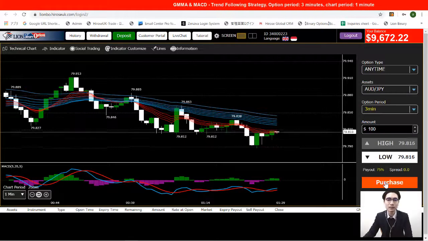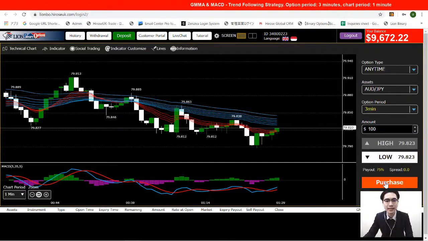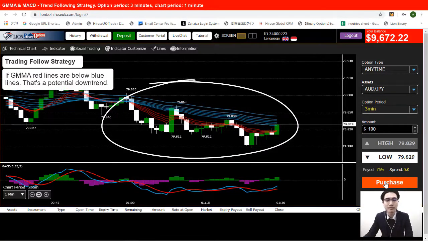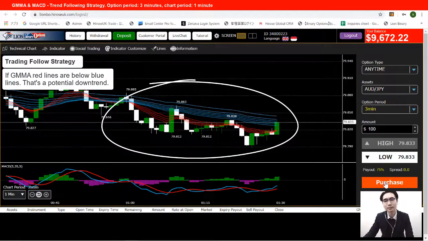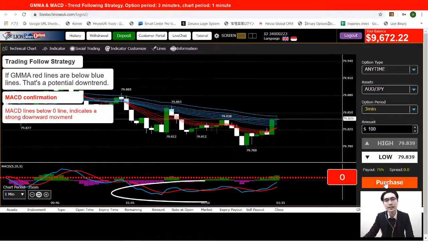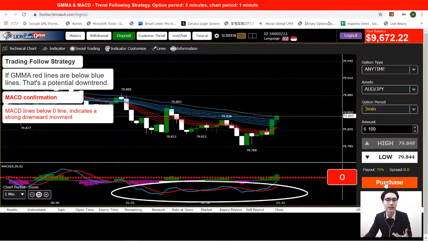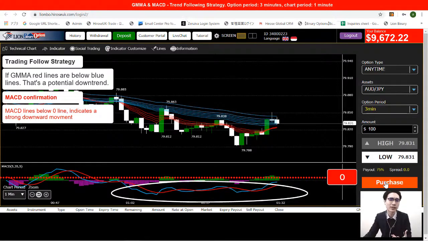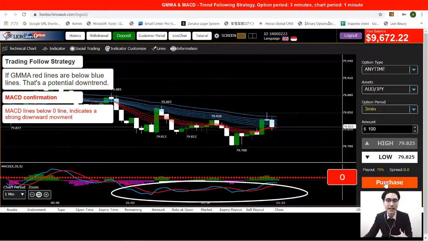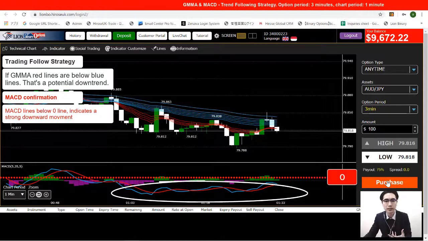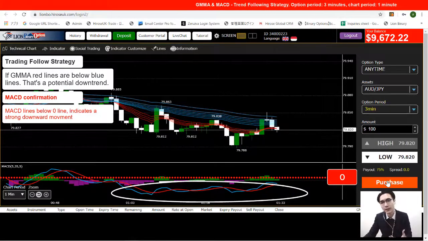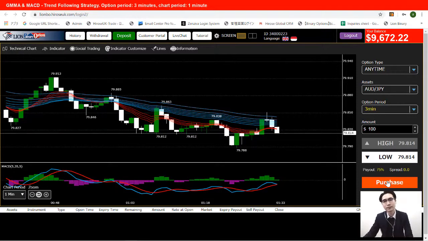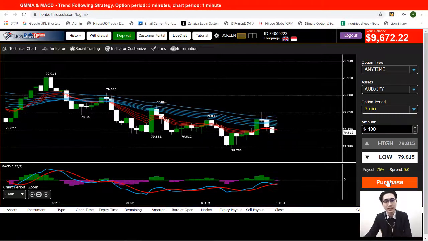So okay, I'm looking at another downtrend here. If you look at the blue and red lines, the red lines are below the blue lines, and if I look at the MACD, the two lines in MACD are actually below the zero line. That means the downtrend is quite stable here and is suitable for me to open a position. So now all I'm waiting for is the appropriate signals from both the GMMA and MACD.